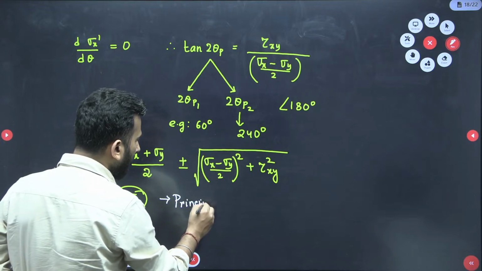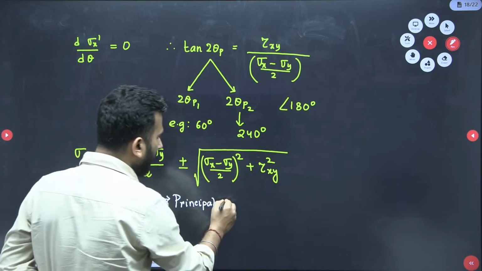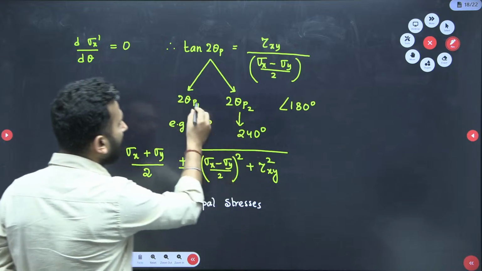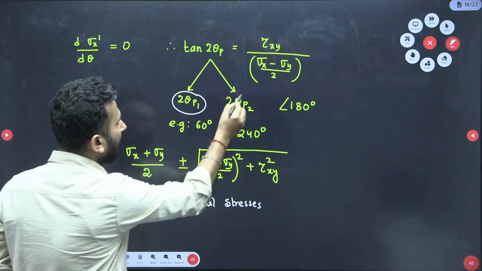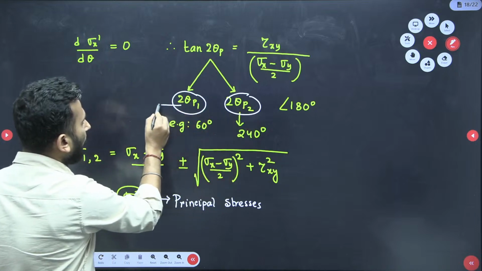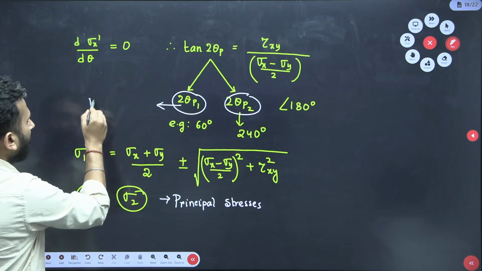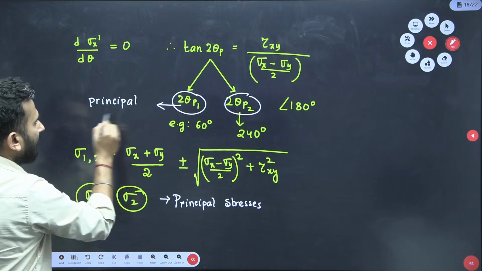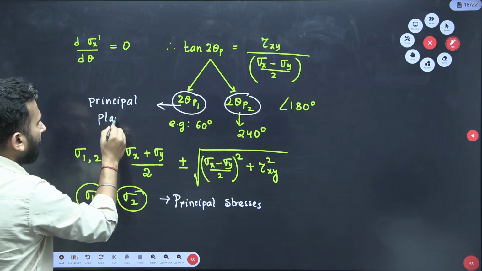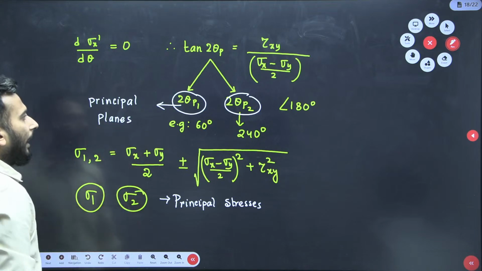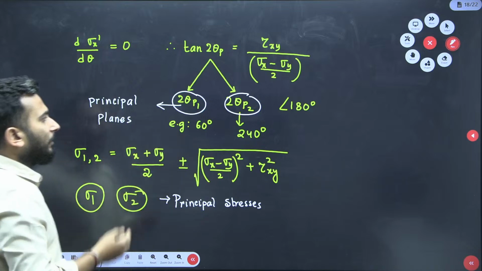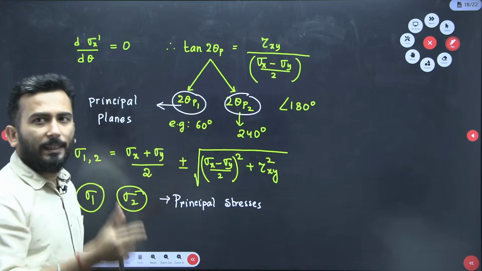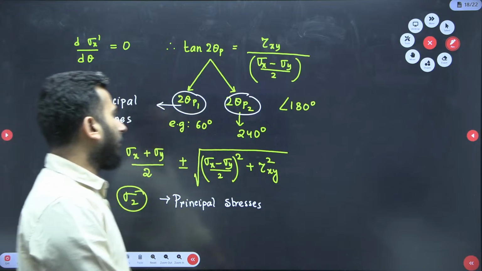These are nothing but the principal stresses, and the corresponding planes, 2 theta p1 and 2 theta p2, are called the principal planes. All these things we have discussed yesterday. The difference between the principal planes is, with respect to 2 theta angle you can say 180 degree, but with respect to theta you can say 90 degree. That thing we have already discussed.